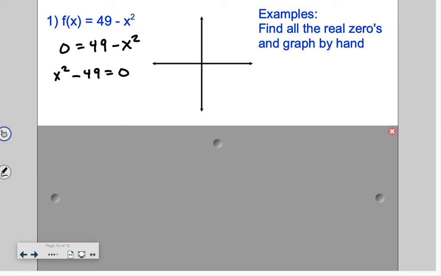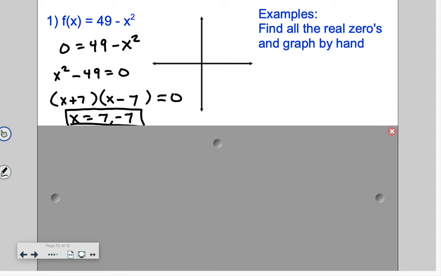Now, we can either add the 49 over and take the square root, or factor, because this is a difference of squares. Again, I'm going to go the factoring route, only because, like I said, that's what's coming. You're going to be factoring more often. If I factor this, it ends up being x plus 7 and x minus 7, which means, what are my zeros? 7 and negative 7. Yep, 7 and negative 7.